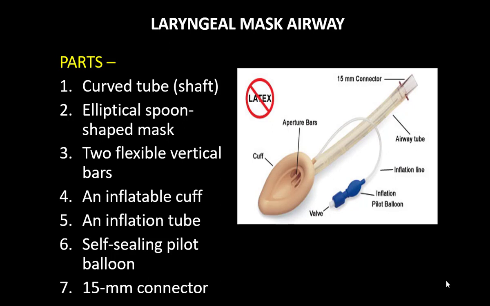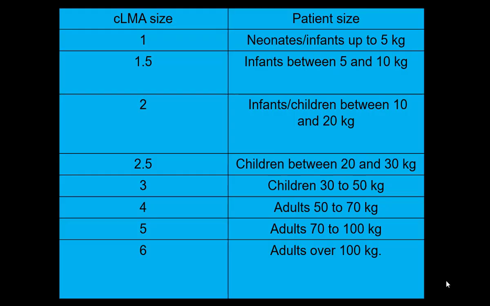Now laryngeal mask airway. This is a supraglottic device. This is used as a temporary airway management in patient where there is difficult bag mask ventilation and failed intubation. So it has different parts. This is curved shaft with 15 mm connector. This is elliptical spoon-shaped mask with cuff, and this is pilot balloon. This is classic airway.